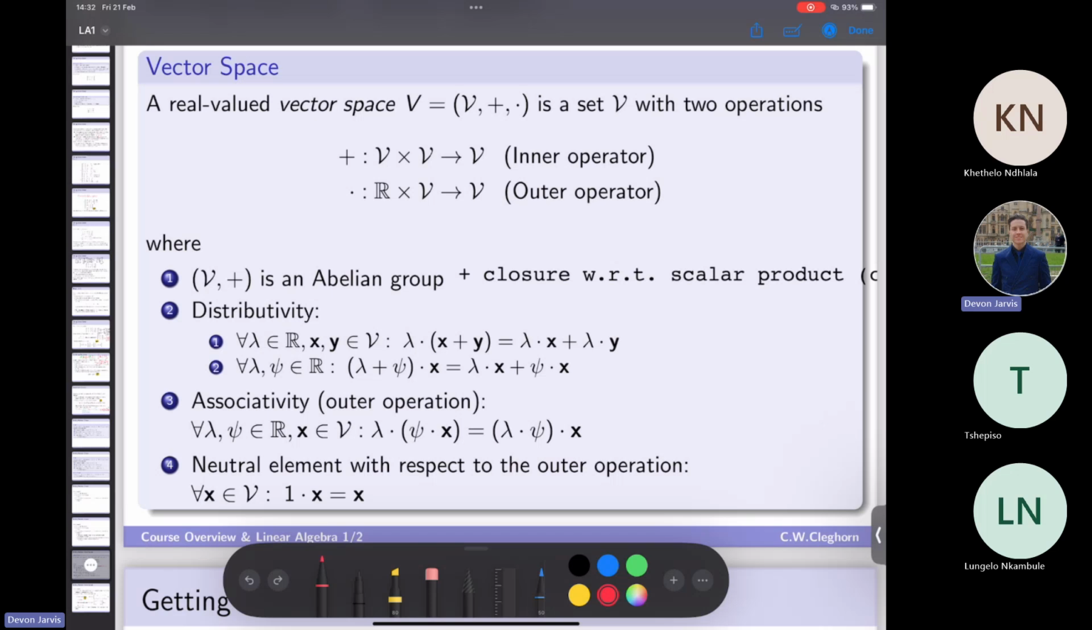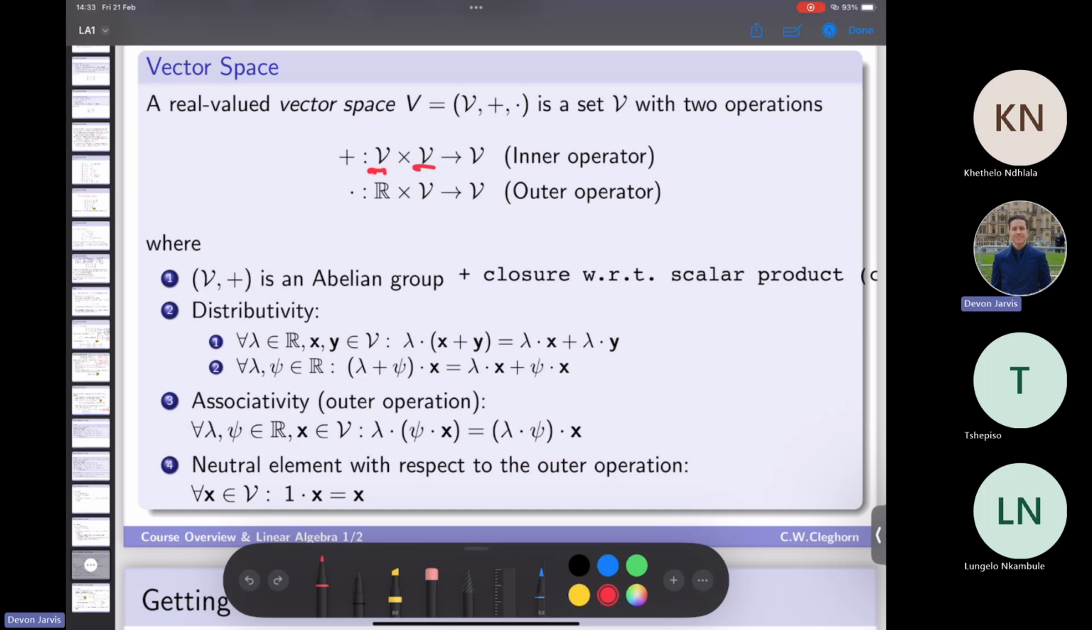Okay. And lastly, we know that it needs to have a neutral element with respect to the outer operator as well. Okay. The important thing to note is the difference between the way the inner operator and the outer operator are working on the set itself. So the inner operator is going to take two elements from the set. Okay, so we have that cross product there and V on either side. So any two vectors must now be well defined for this inner operator.